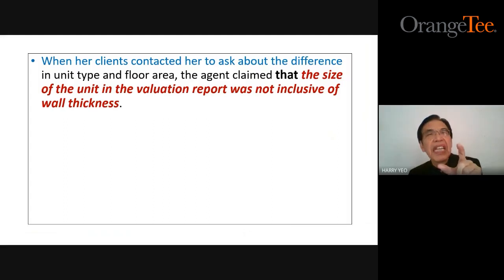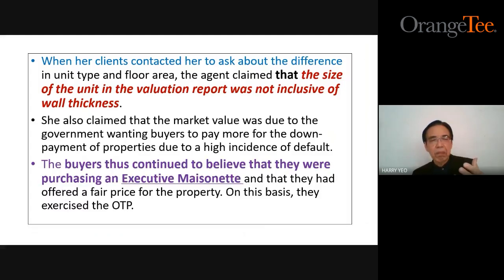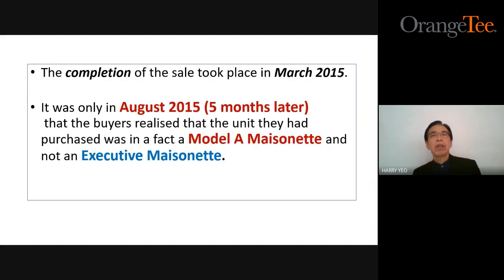It includes the thickness of the wall. I don't know what the thickness of the wall is, it can be 10 square meters. And she managed to convince the client because the client said, you're a professional, you see. So the buyers continued to believe that they were buying an executive mezzanette, actually buying a Model A. It was completed in March, and then in August they realized, I bought a Model A and I paid for an executive mezzanette. Agent, you are in trouble.